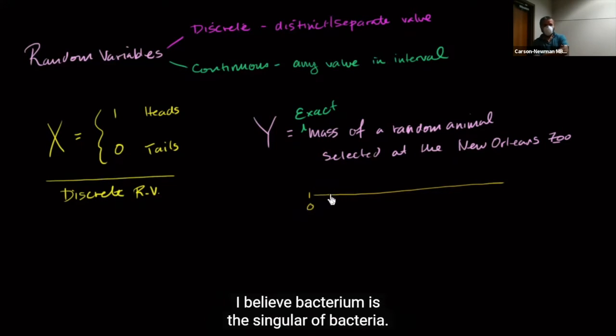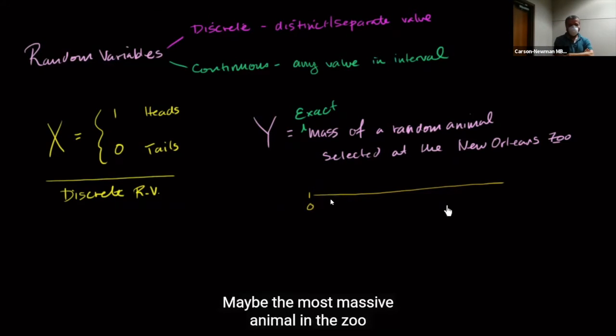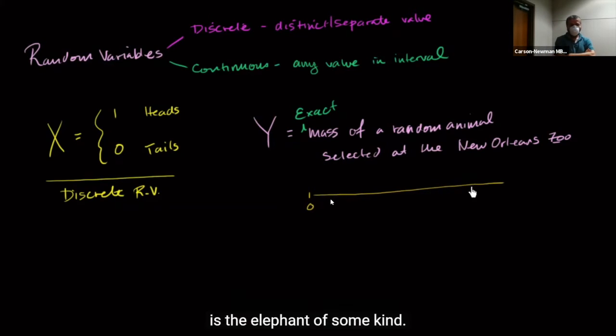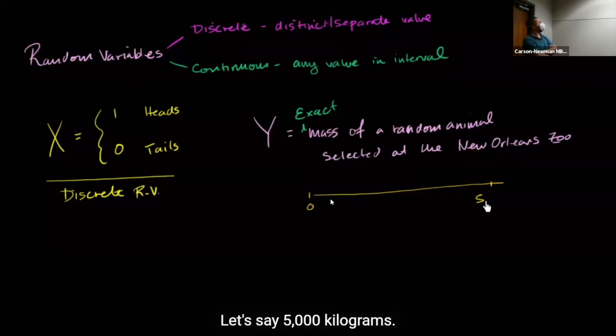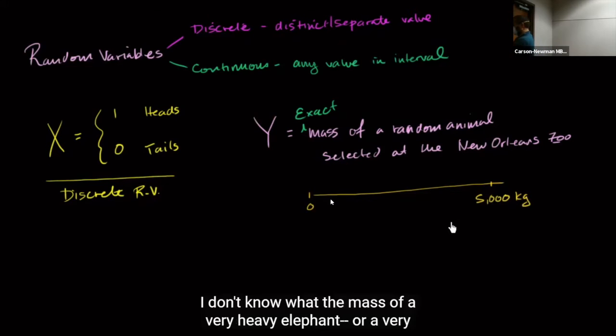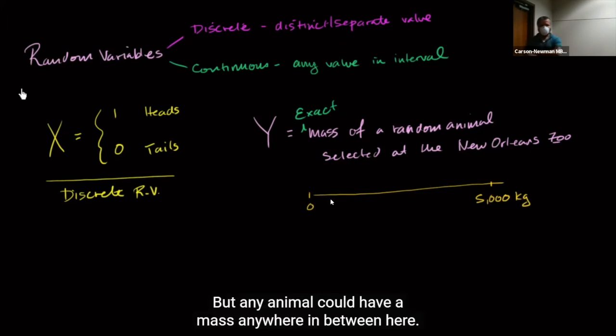I believe bacterium is the singular of bacteria. And it could go all the way up to maybe the most massive animal in the zoo, which is the elephant of some kind. I don't know what it would be in kilograms, but it would be fairly large. So maybe you can get up all the way to 3,000 kilograms, or probably larger, say 5,000 kilograms. I don't know what the mass of a very massive elephant actually is. Something fun for you to look at. But any animal can have a mass anywhere in between here.